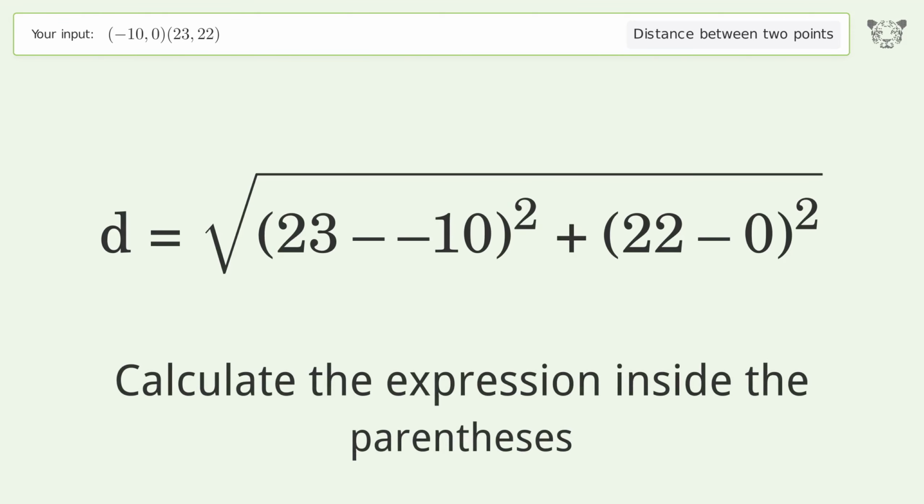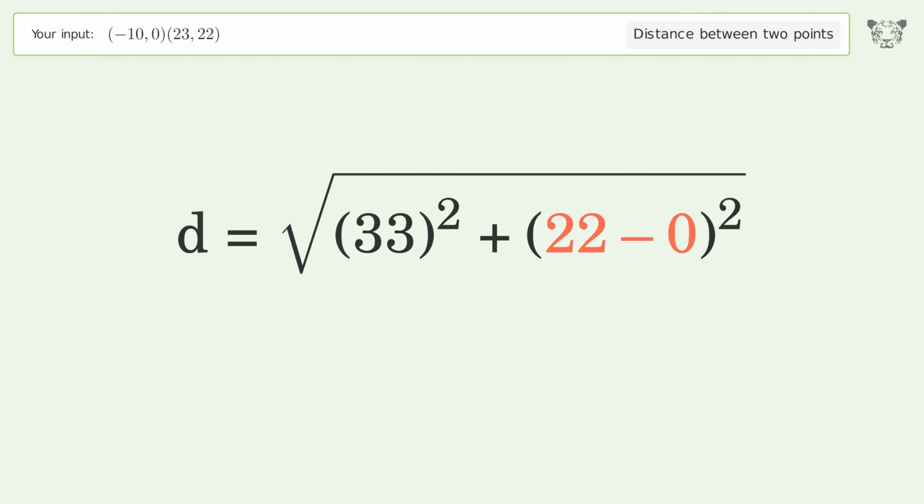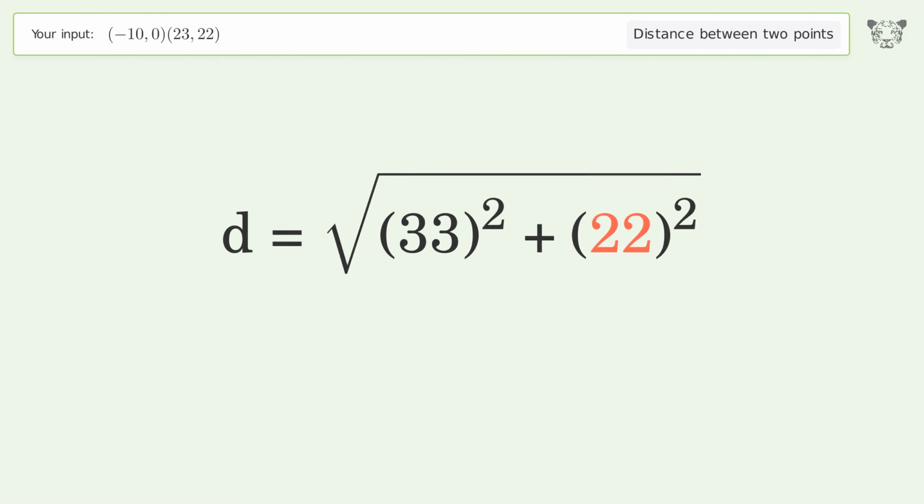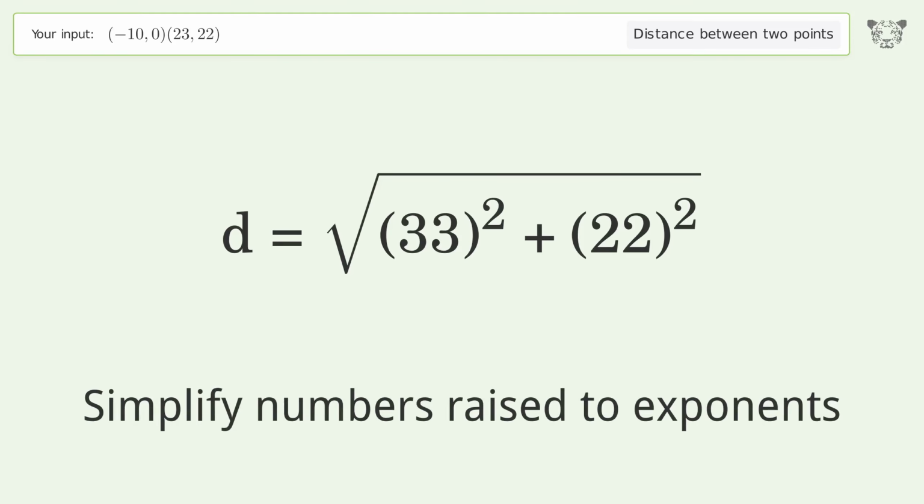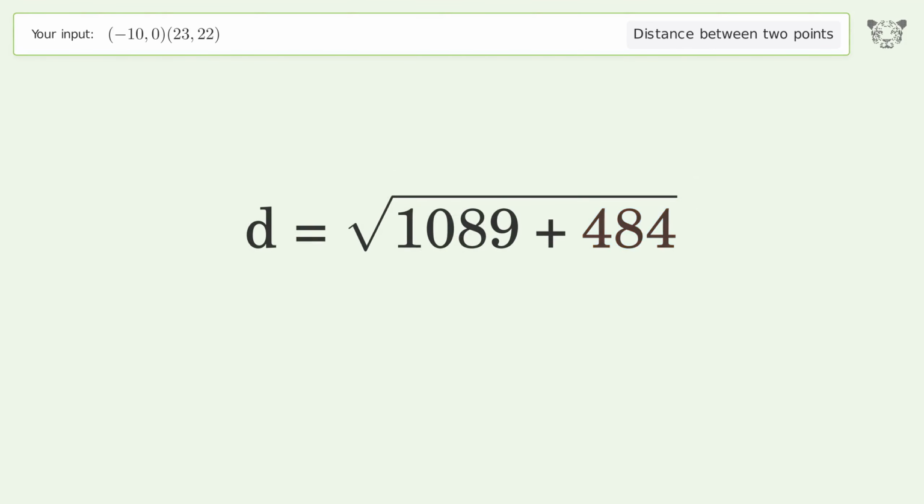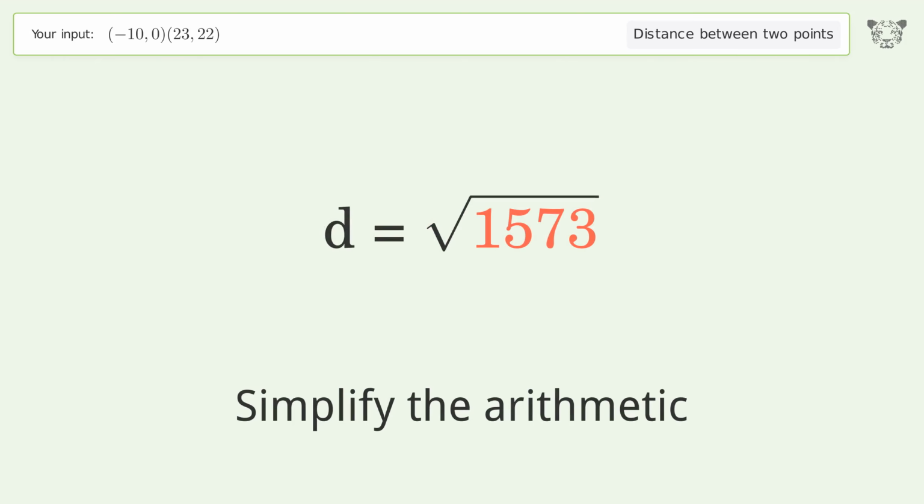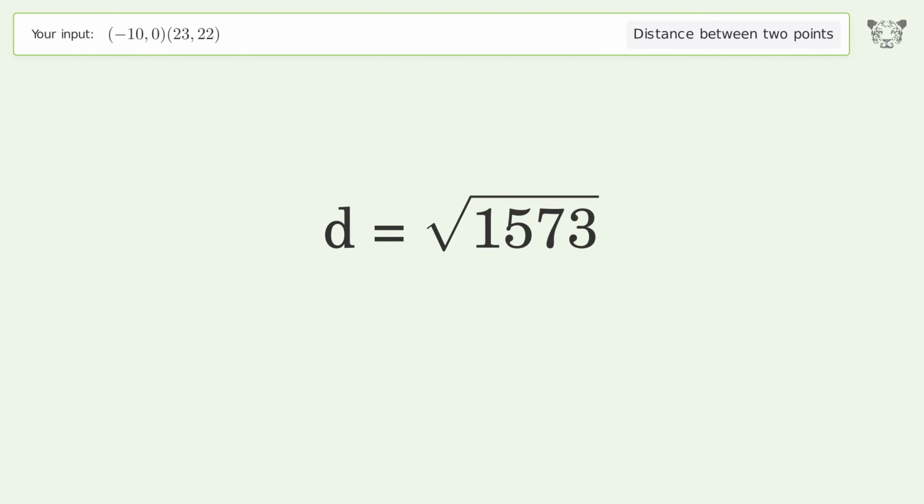Calculate the expression inside the parentheses. Simplify numbers raised to exponents. Simplify the arithmetic. And so the distance between the 2 points is the square root of 1,573, or 39.661.